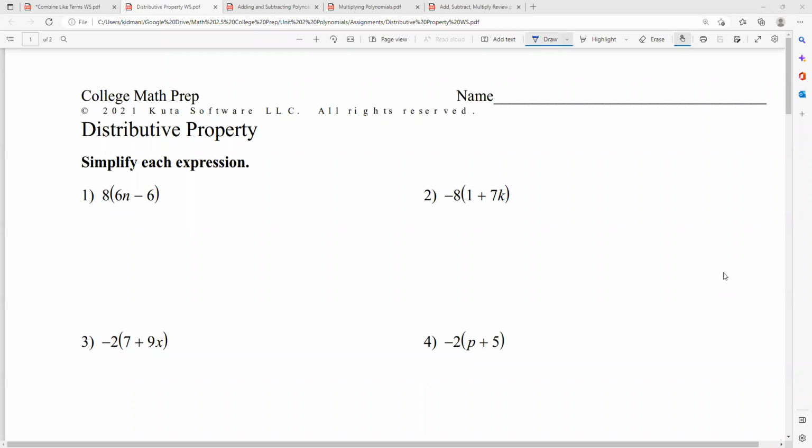Hi, this is Mrs. Kidman, and in this video, we are going to be discussing how we can use the distributive property to expand out these little polynomials here. So the distributive property means that we're going to take a number from the outside, and we're going to multiply it in to the inside of a set of parentheses.